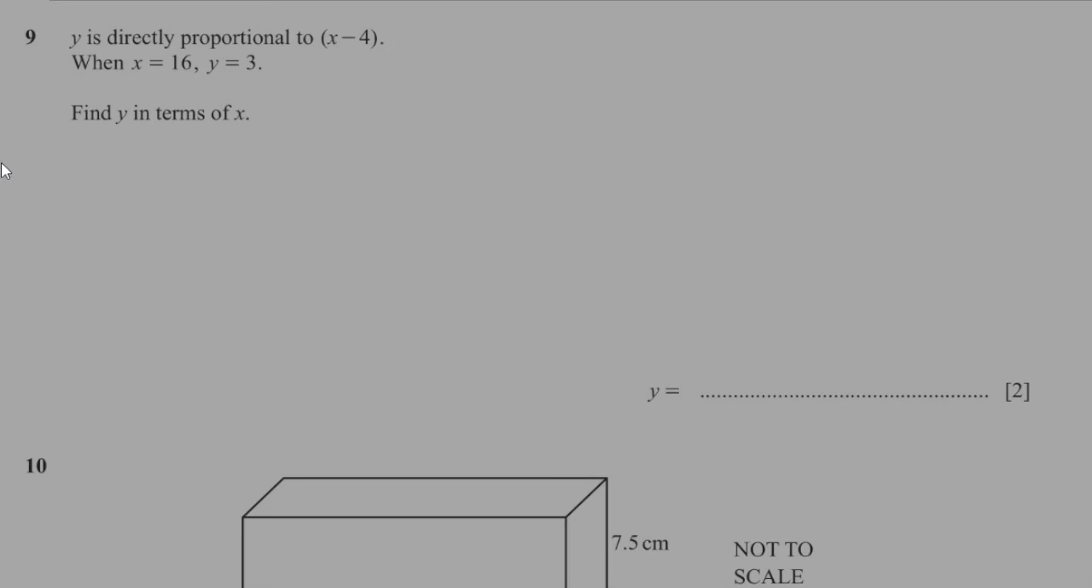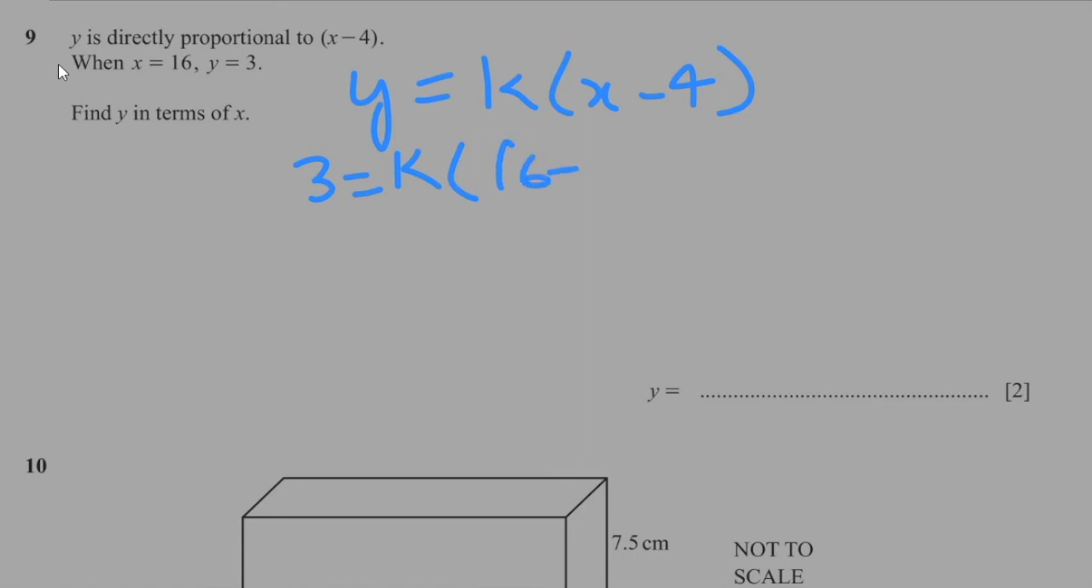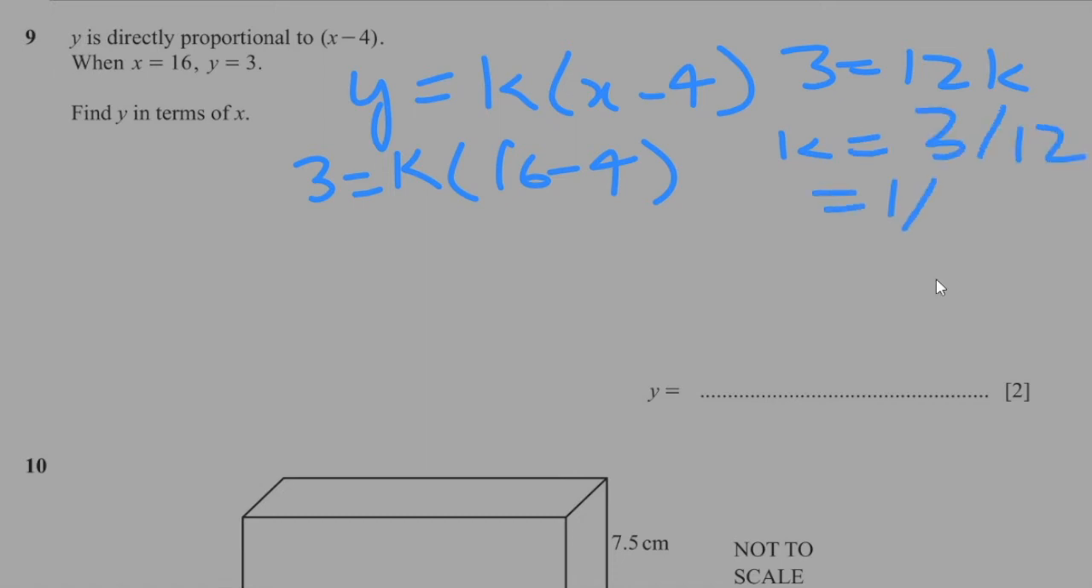9. y is directly proportional to x minus 4. When x is equal to 16 and y is equal to 3, find y in terms of x. Alright, so y is directly proportional to x minus 4. Now I'll substitute the values given in the question. So we have y as 3 with the constant k times 16 minus 4. So 16 minus 4 is equal to 12. That means 3 is equal to 12k. And k is equal to 3 divided by 12, which is 1 by 4.